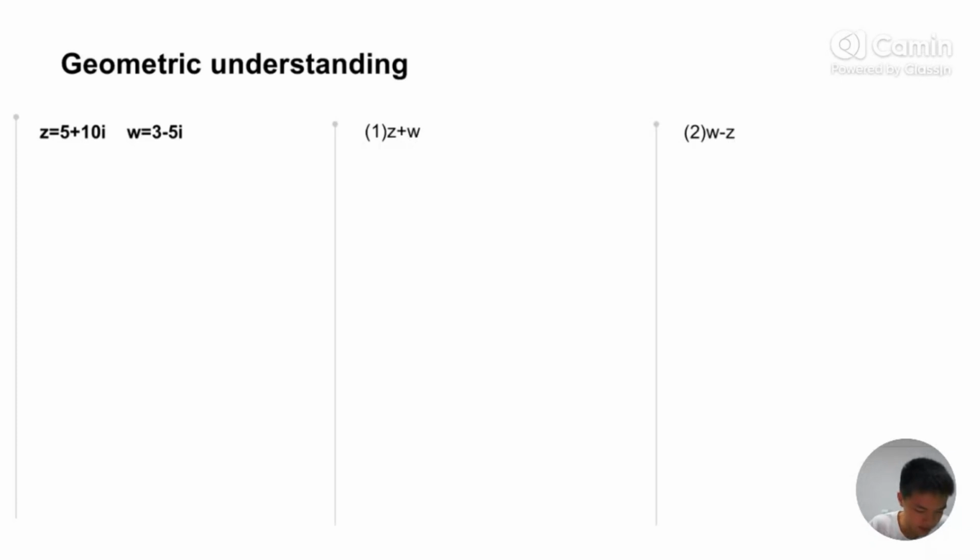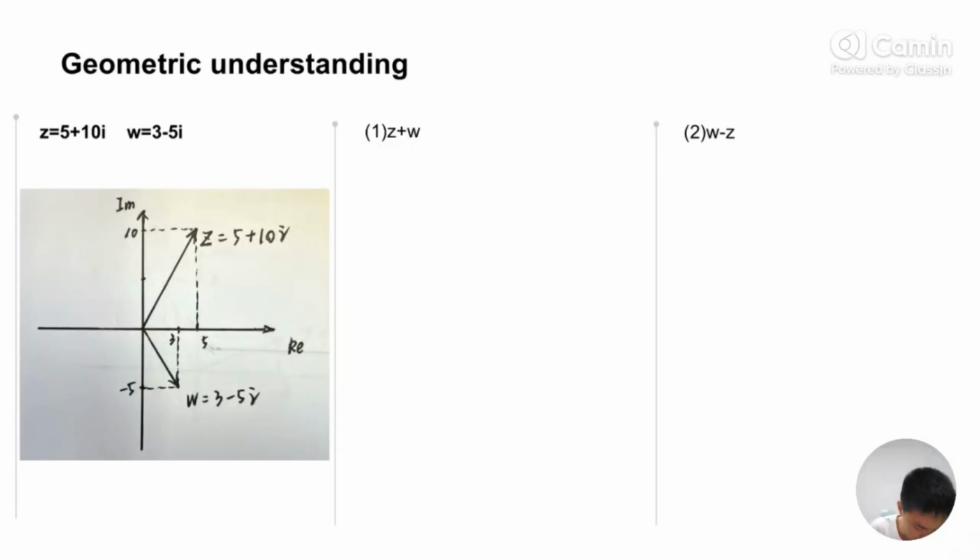Okay, let's talk about geometric understanding of complex addition. We can represent complex numbers in a graph by vectors. Here is our vector z, and it represents the complex number z. And point z is (5, 10). So point w is (3, minus 5).